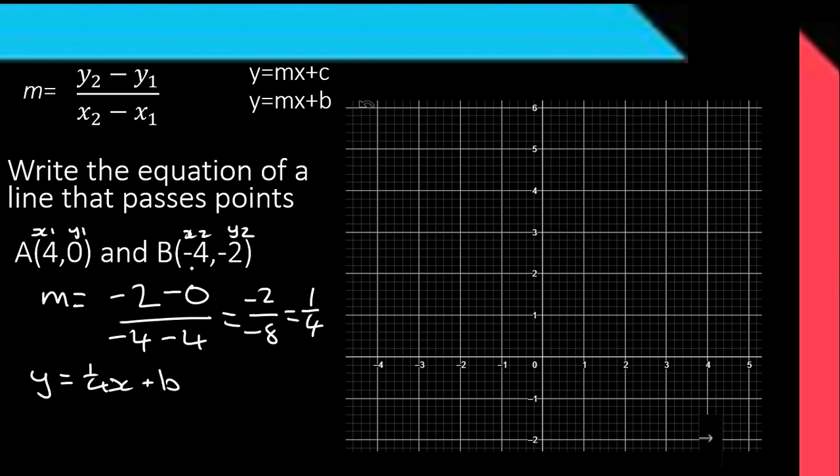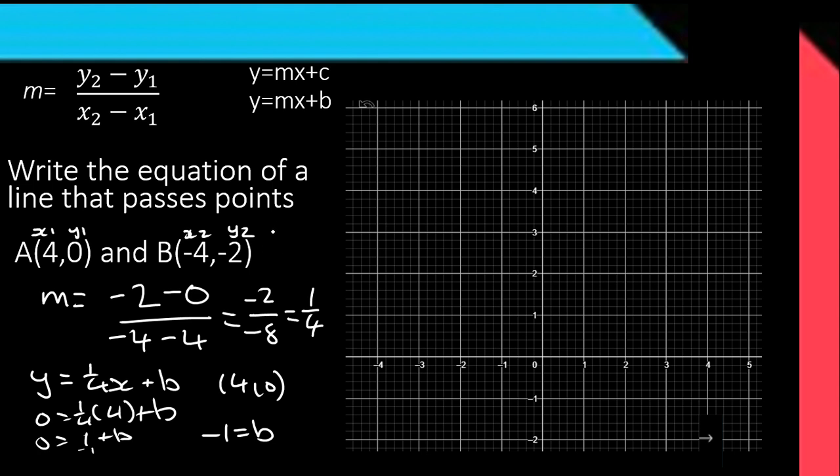Right, so now I can pick any ordered pair to substitute into here. One of the probably easiest ones here is the 0. 0 makes life a little bit easier, but I'm going to substitute that in. So 4 and 0. So 0 equals 1 over 4 times 4 plus b. 0 equals a quarter times 4 is just 1 plus b. And then if I subtract 1 from both sides, I'm going to have negative 1 equals b. And that is my equation.